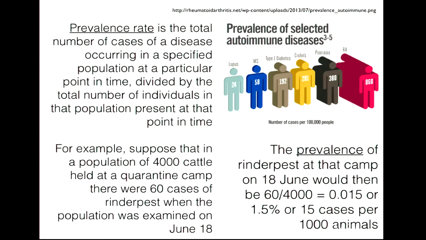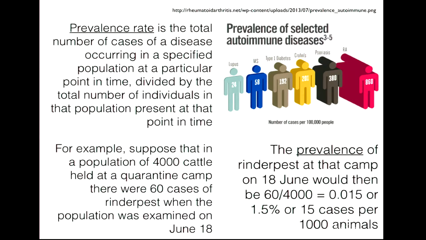Prevalence rate is the total number of cases of a disease in a specified population at a particular point in time, divided by the total number of individuals in that population at that time. So let's just describe this with some examples. Over here is an example of prevalence of selected autoimmune diseases, lupus, MS, type 1 diabetes, etc. And this refers to the number of cases per 100,000 people. So this is at an instant of time. So you don't need to normalize with respect to any time measurement.